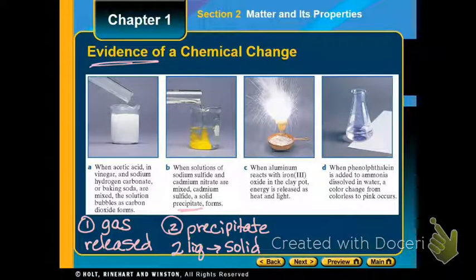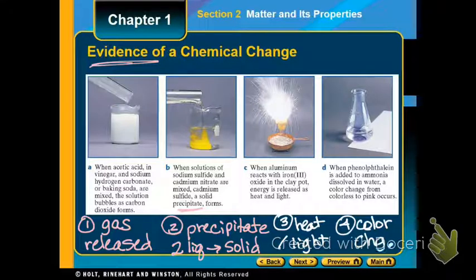This third one that you see is the release of heat and or light. If you've ever seen fireworks, yep, there's a chemical change going on there. And with the last one, most of the time, if there is a color change, then a chemical reaction has taken place. Again, most of the time, a color change, a chemical reaction has taken place. Please make sure you get all 4 of these evidences written down.